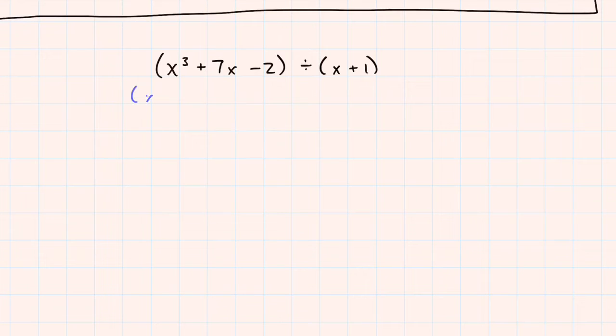Okay, x cubed plus 7x minus 2 divided by x plus 1. Again, this one's going to need a placeholder because there's no x squared. So I'm just going to rewrite it with a 0x squared in it. And then I can set up the synthetic division.